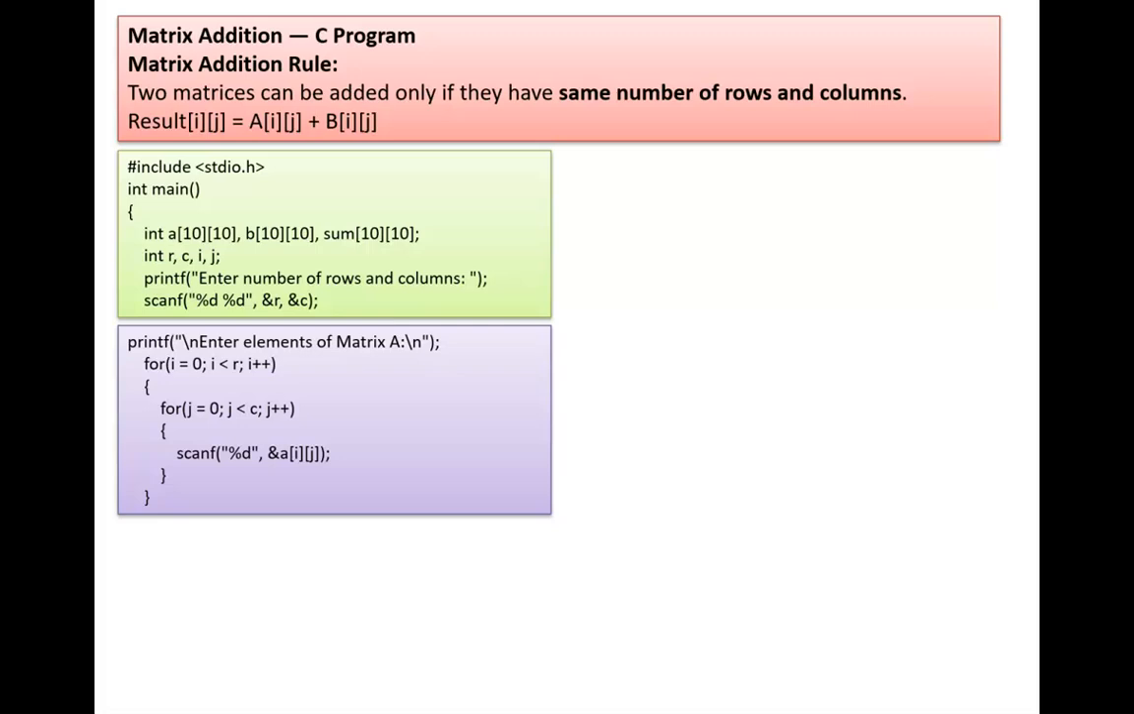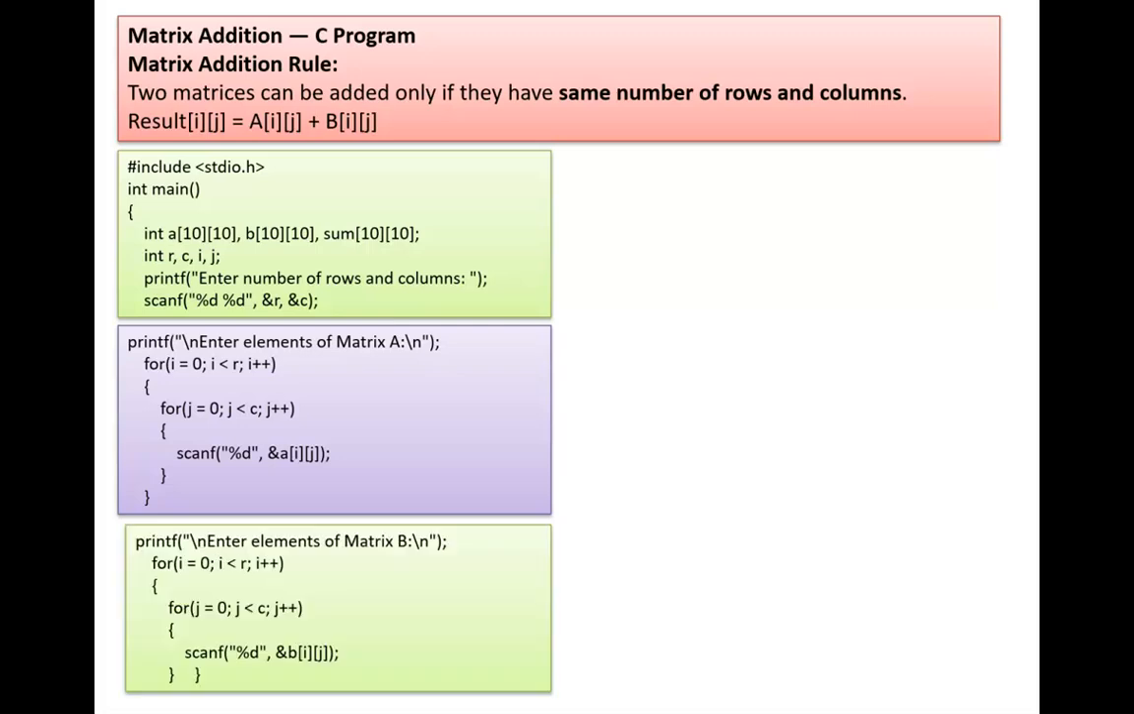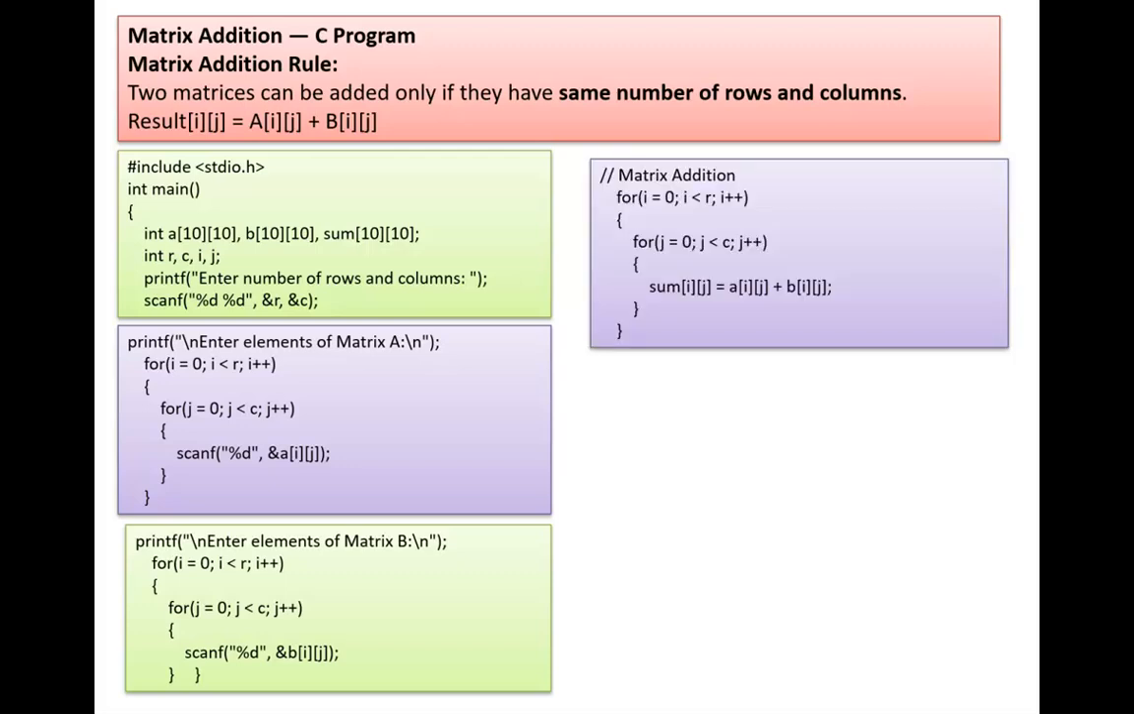The nested for loop reads like this: i equal to 0, i less than r, i plus plus, where r is the number of rows; j equal to 0, j less than c, j plus plus, where c is the number of columns. You read the contents of the array using ampersand a[i][j]. Similarly, you read the contents of matrix B also. Done. Now the user would have entered the elements of matrix A as well as matrix B.